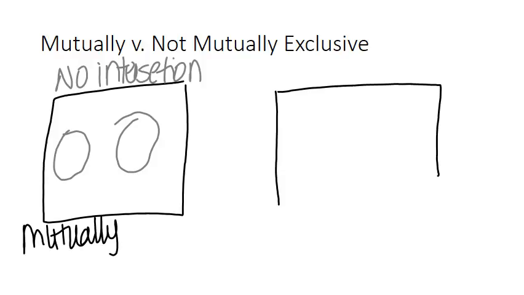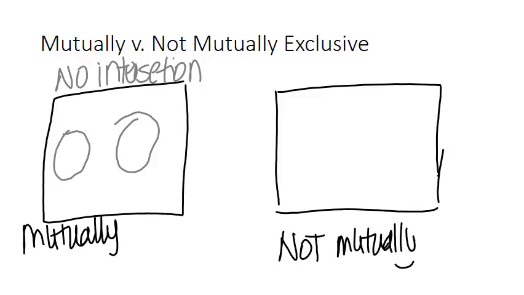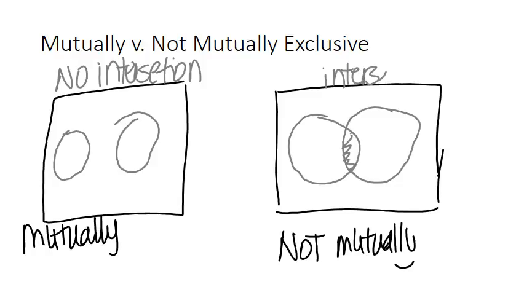Okay, so the big idea here is that if things are mutually exclusive, they cannot exist at the same time. They are totally independent events of each other. They have no intersection. And if they are, that's mutually exclusive. If they are not mutually exclusive, then that means there's some overlap, that things can exist at the same time. It has this overlap. They have an intersection. Then they are not mutually exclusive.